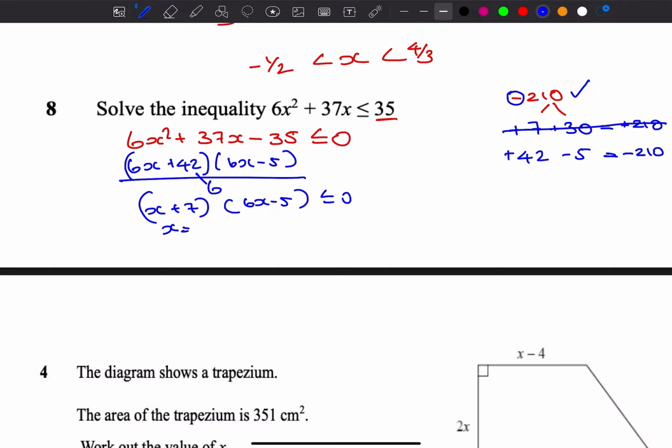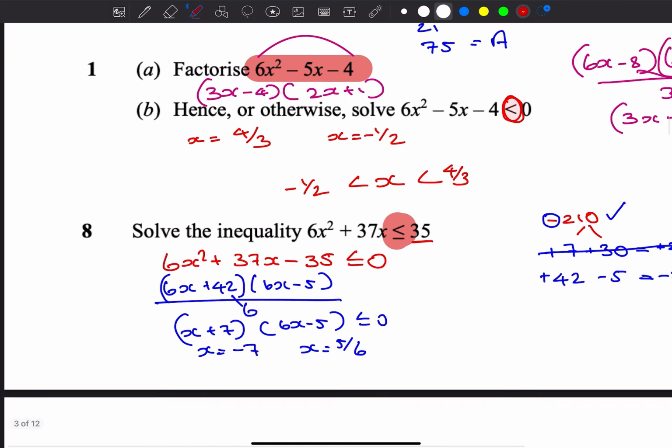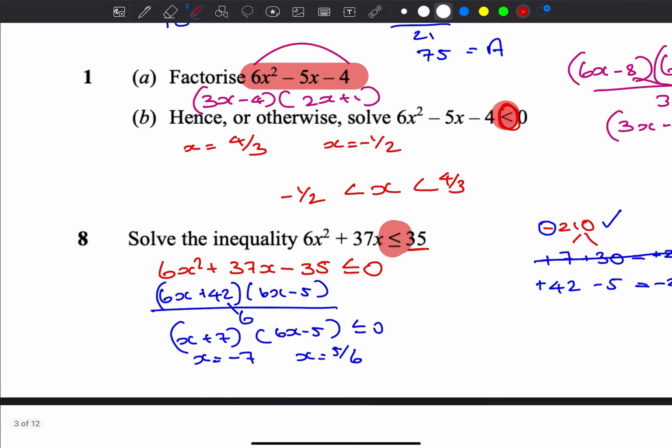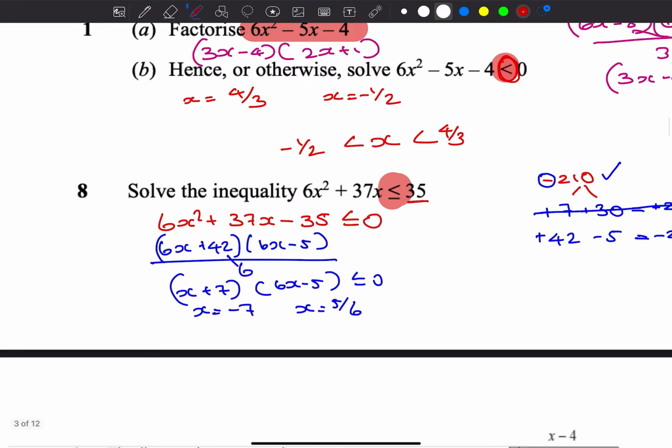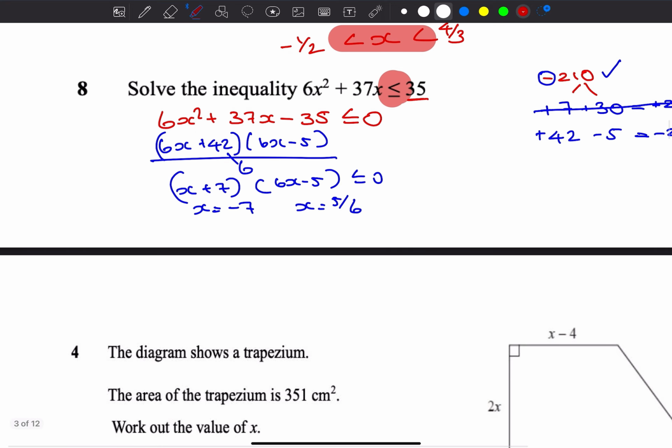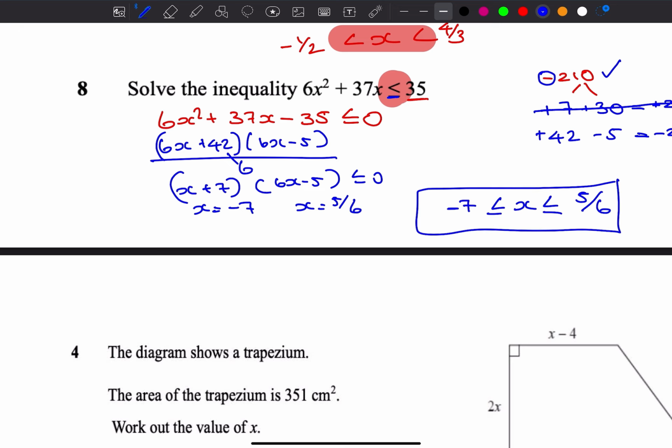If it's plus 7, so minus 7, x is positive 5 over 6. But if you look at this sign, it's exactly the same sign as what we had here, less than, but with an equal to. So the answer should sit like that as well: x is greater than or equal to, less than or equal to, because we have an equal here. Smallest number comes here, minus 7 is the smallest, and the larger number is positive 5 over 6. And that's the answer. Very simple.